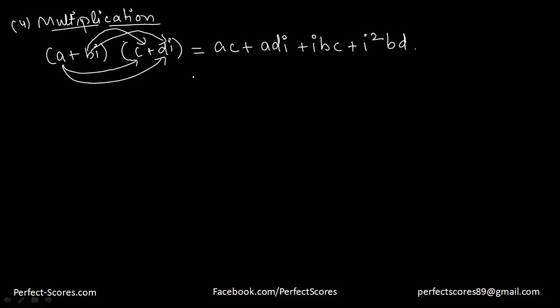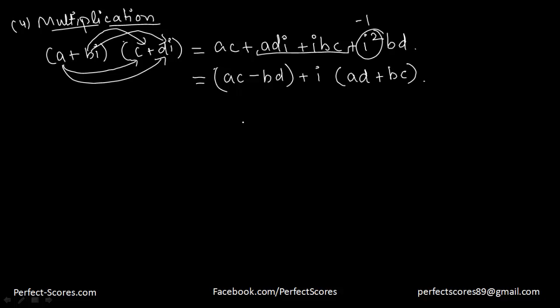If you open this up, you'll have A into C. This i square is going to become a negative number. That is going to be minus B into D. And then you can take i common out of there. So you're going to have i here, that again over here is going to give you A into D plus B into C. So that's actually how you multiply any two complex numbers.